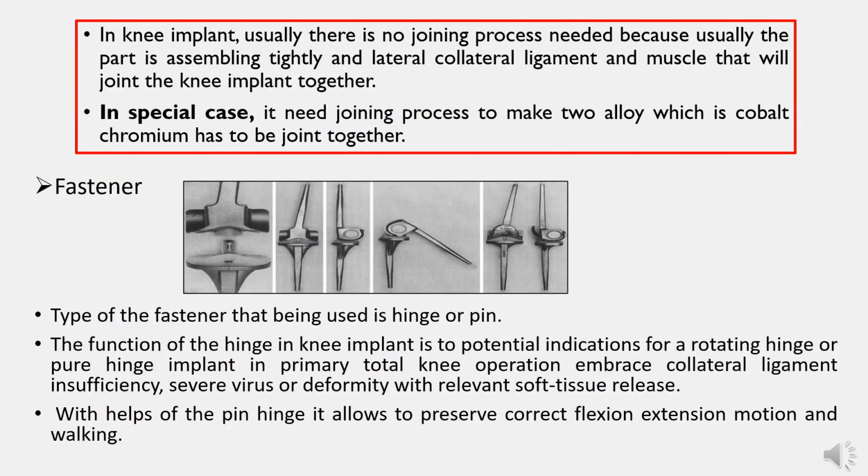Hinge or pin is used if the patient's collateral ligament is insufficient, or severe deformity with release of tissue. With the help of the pin or hinge, it allows preserving correct flexion and extension motion, and walking of the patient.